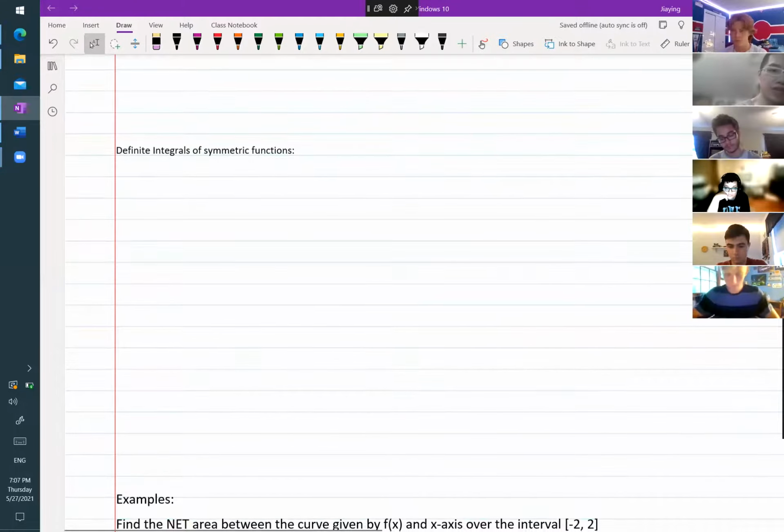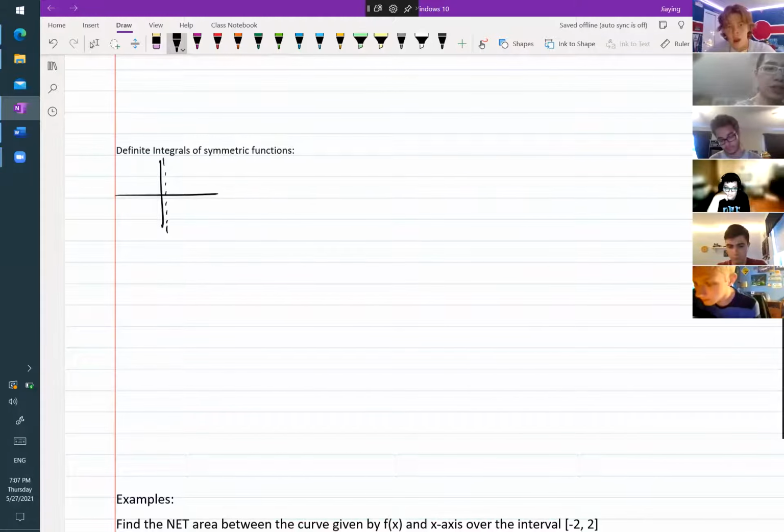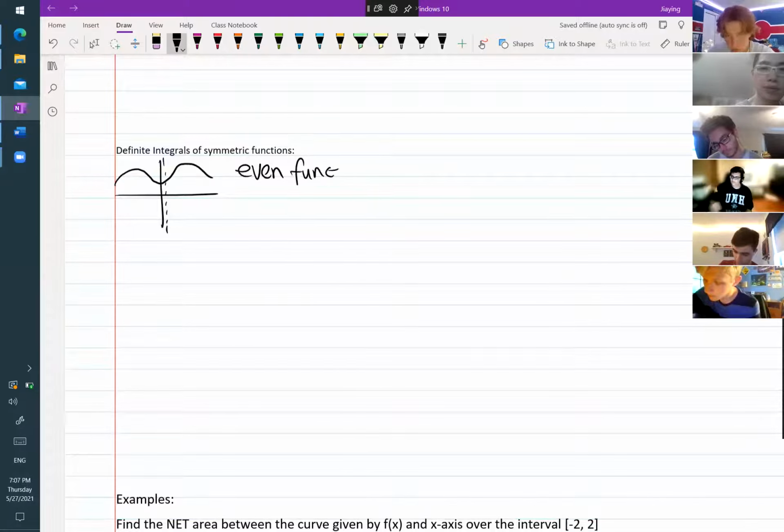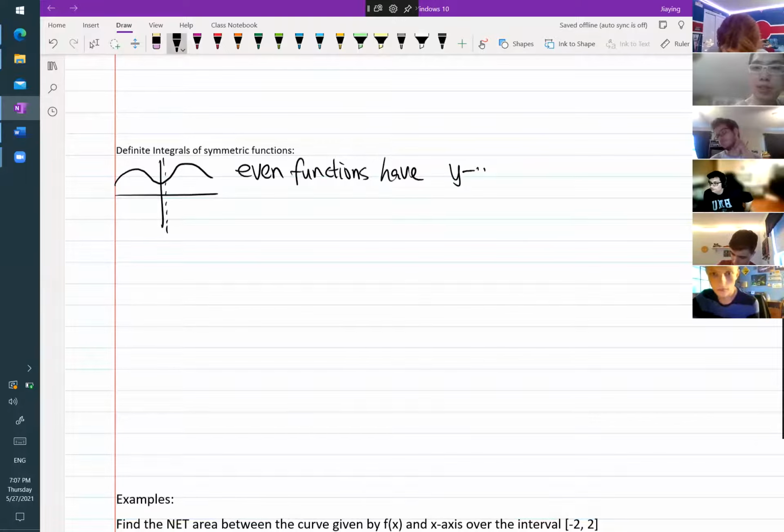So if you recall, even functions: if you have a function that's symmetric over the y-axis, so if you have a function that looks like this, that's a symmetric function. That's an even symmetric function. So even functions have the y-axis as line of symmetry.